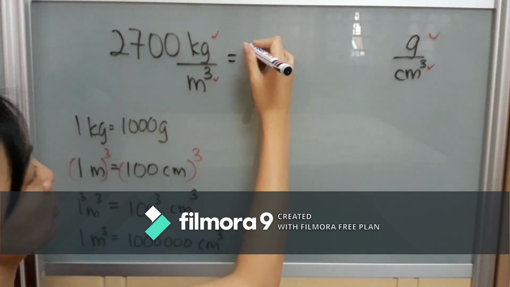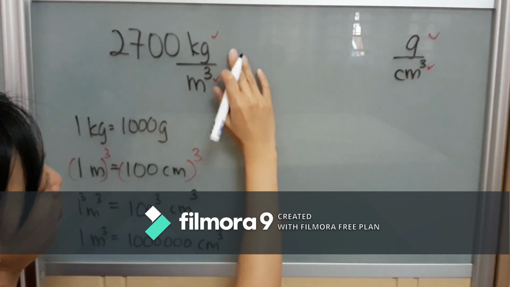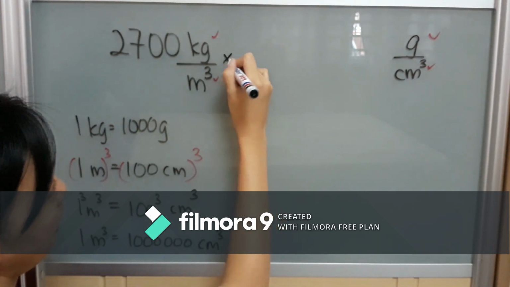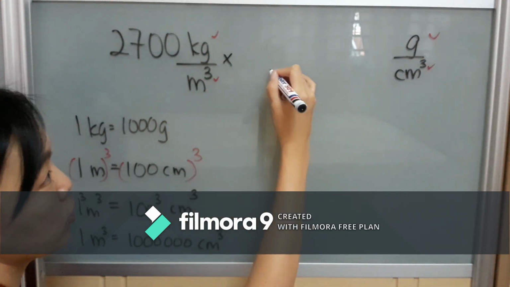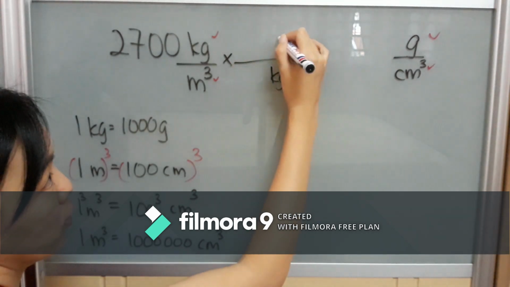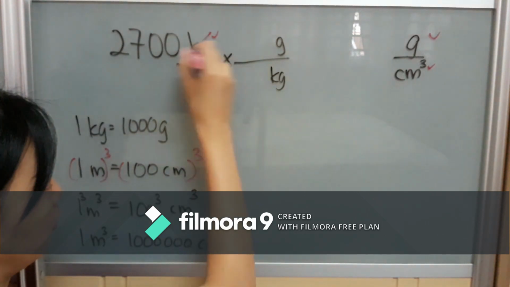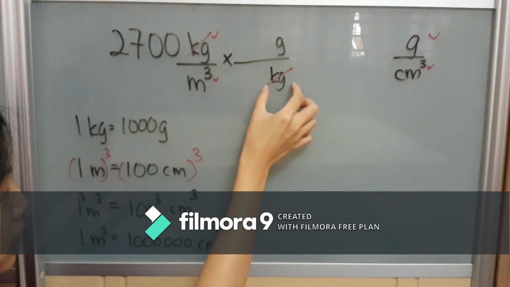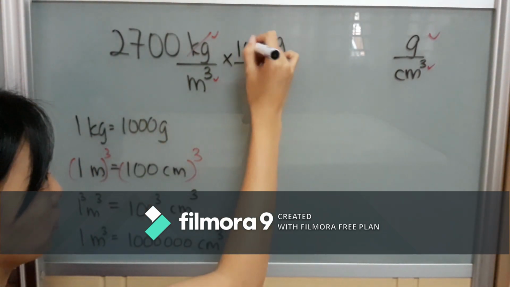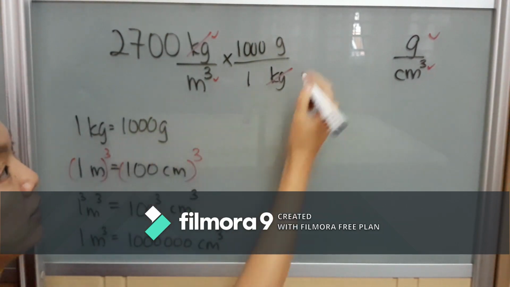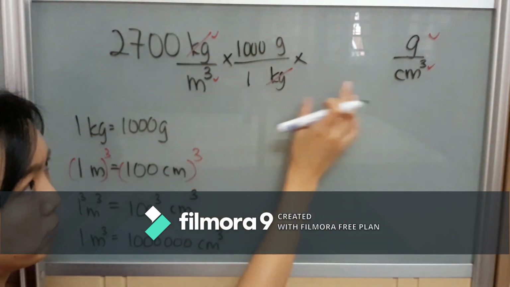So first, let's copy down the question. Or, you can change this to times. Now kg to gram. Kg, I have to slash them off. So kg at the bottom, gram on top. Gram on top, kg top and bottom, I can slash them off. By using kg to gram, I'll put 1 kg to 1000 gram. Clear? Next, I'm going to change this meter cube to cm cube.